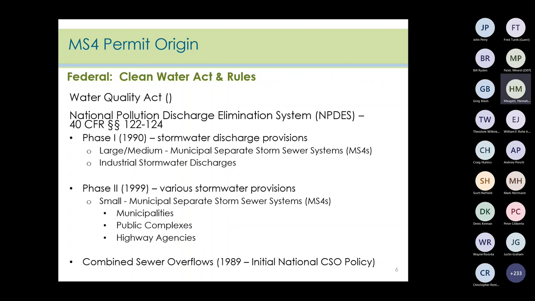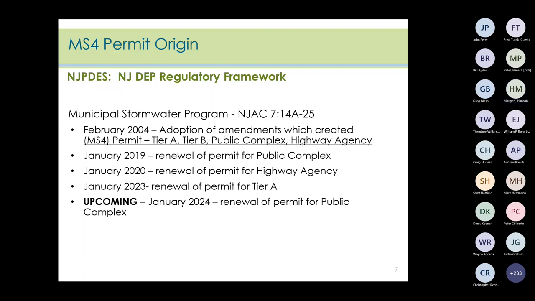Since stormwater and wastewater commingled in one system, the combined sewer overflows and industrial stormwater discharges have their own separate set of regulations. The portion of the NJPDES rule pertaining to the Municipal Stormwater Regulation Program is found in Subchapter 25 at N.J.A.C. 7:14A. In February 2004, the rules were amended establishing the Tier A and Tier B designations for all 557 municipalities in the state that have MS4s.